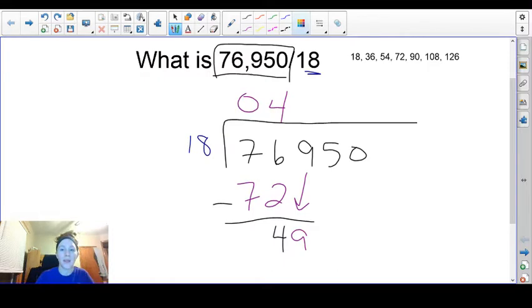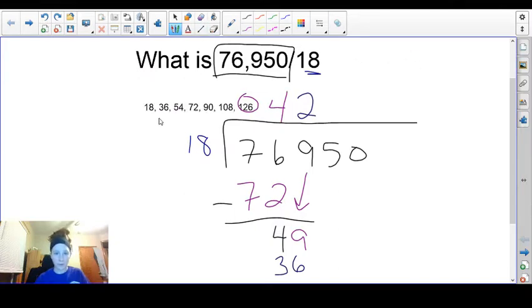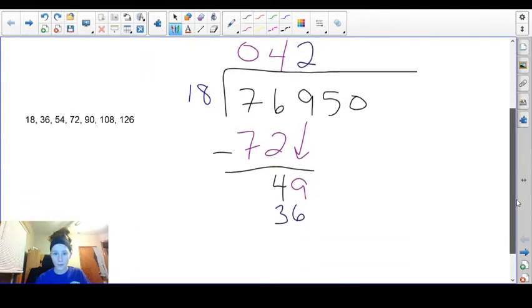So how many times can 18 go into 49? Let's take a look. 1, 2, can't go in 3, so only twice. So 2 times 18 is 36. So I'm going to go ahead and do that subtraction. 49 minus 36. Well, 9 minus 6 is 3. 4 minus 3 is 1. So I have 13. And how many times can 18 go into 13? 18 can't go into 13.